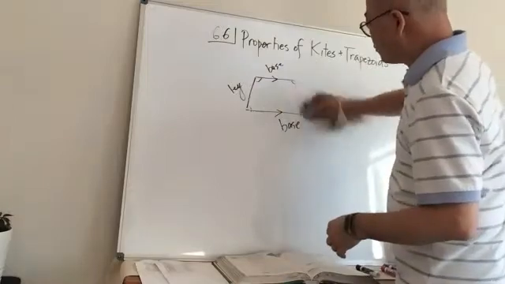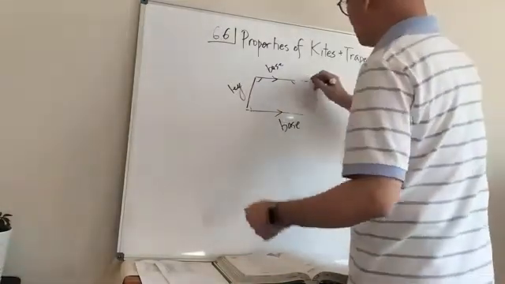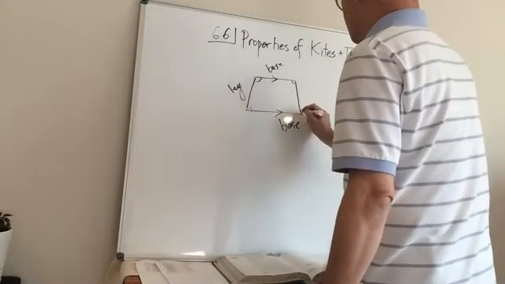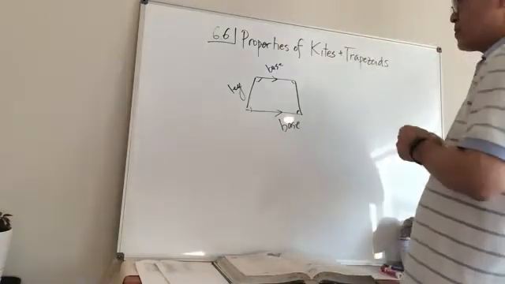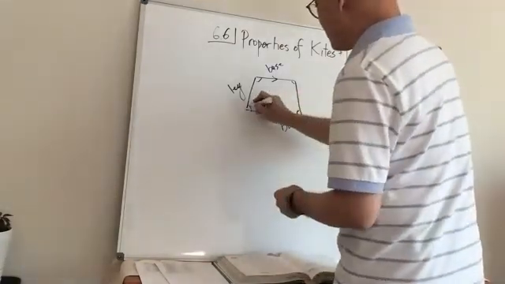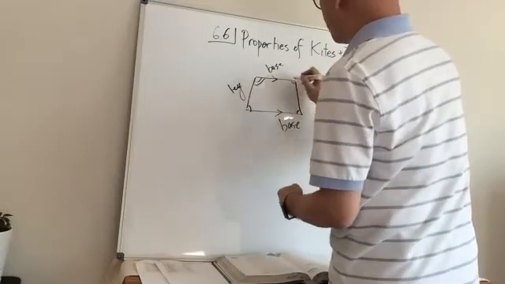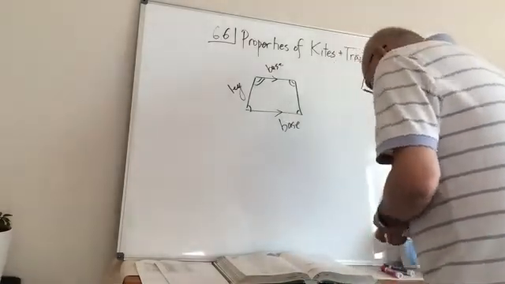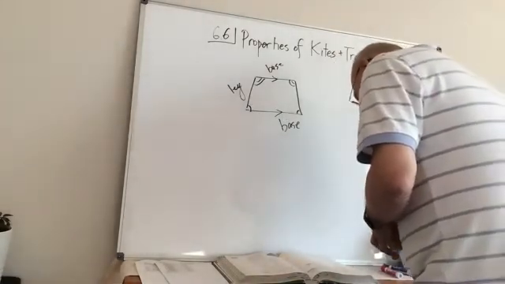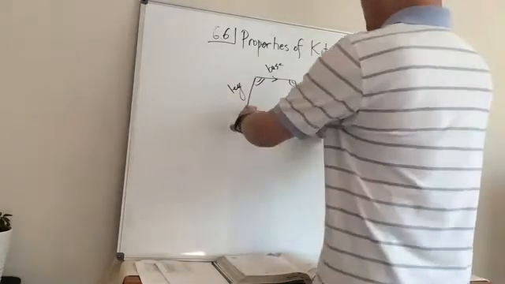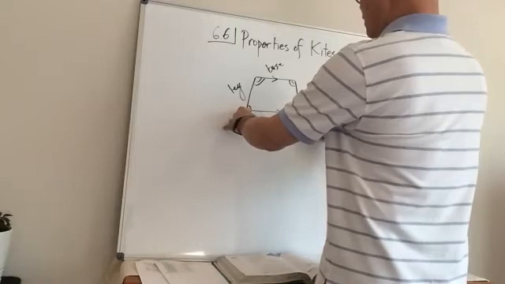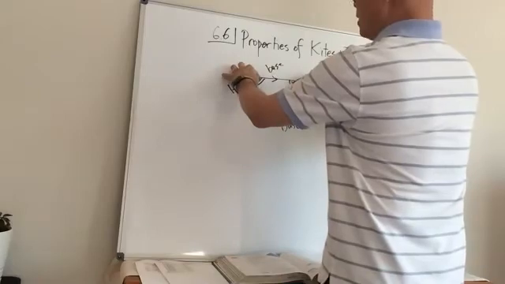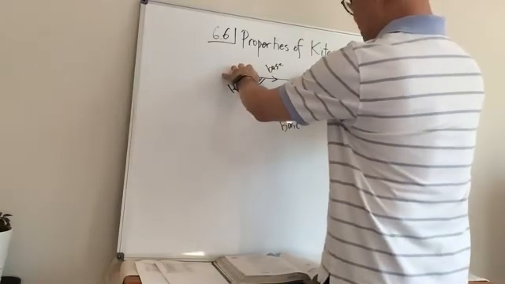So let's see if we can draw something that looks closer to an isosceles trapezoid. So now this angle and this angle are the same. This angle and this angle are the same. Okay. 6.6-4 says, if a trapezoid has one pair of congruent base angles, if these two are the same, then it is an isosceles trapezoid. Or if these two are the same, it is the same thing. It is an isosceles trapezoid. Okay.